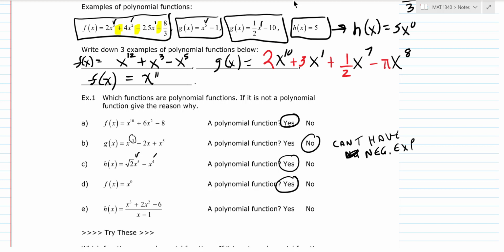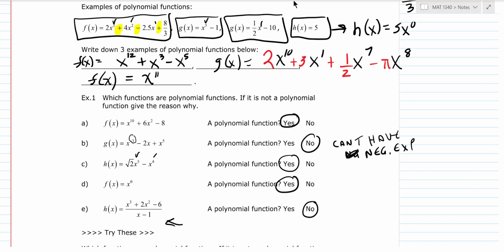I see some people are going this way, few people are going this way. So put them together. No, this is no. The reason it's no is because you have a fraction. What you have in this problem is a polynomial on top and a polynomial on bottom. You can't do that. It's just got to be sums and differences. So that's no.